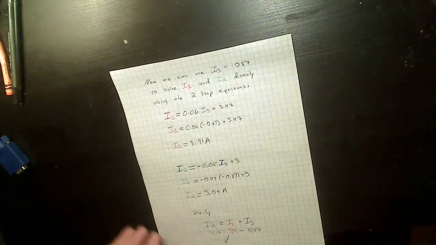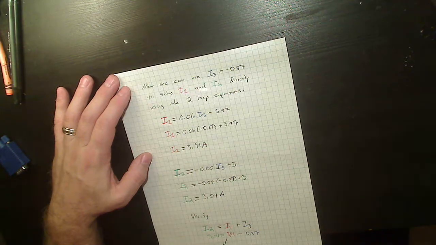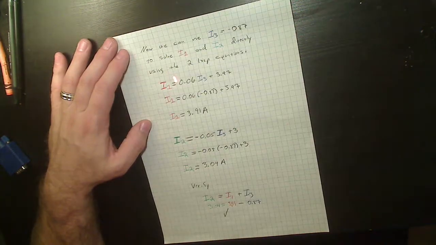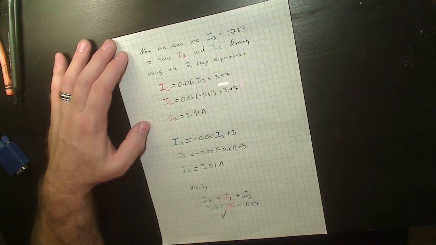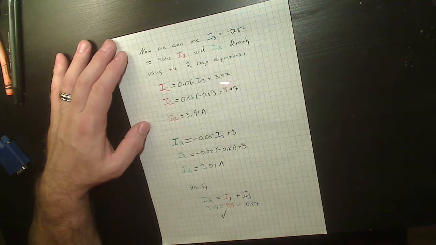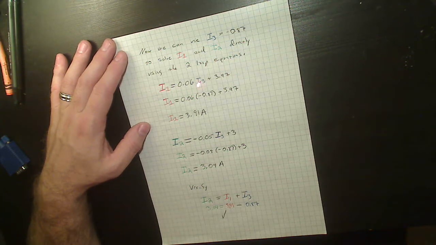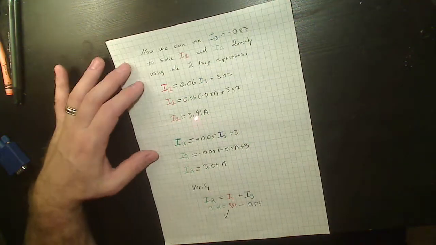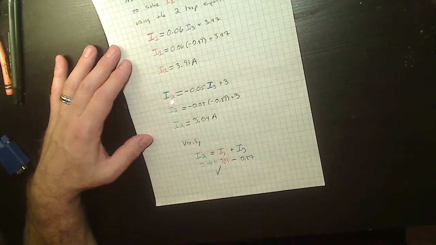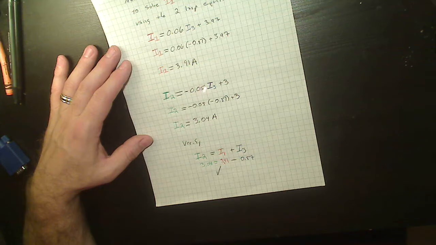All right, so we solved for I3. Now we can take that value, minus 0.87, and solve I1 and I2 directly. We have the equation for I1 that we used, which was 0.06 I3 plus 3.97, from when we simplified the loop rule for loop 1. We plug in minus 0.87 for I3, and it gives us 3.91 amps. We do the same thing for I2, using the equation from the previous page, minus 0.05 I3 plus 3. Putting in minus 0.87, we get I2 equals 3.04 amps.